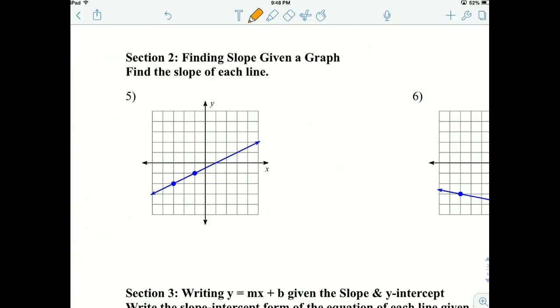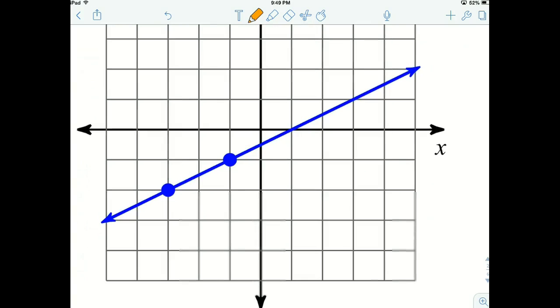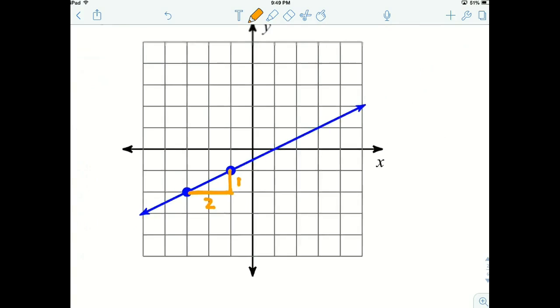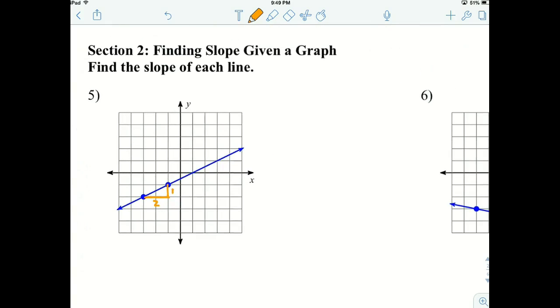You go to the next part here. We're still in section 2. We're finding slope using a graph now. Since slope is always the change in the y over the change in the x, I can look at a couple points on a graph and say how much did the y change compared to how much did the x change. And in this case, the y changed 1 unit and the x changed 2 units. So the change in y over the change in x is going to be 1/2.